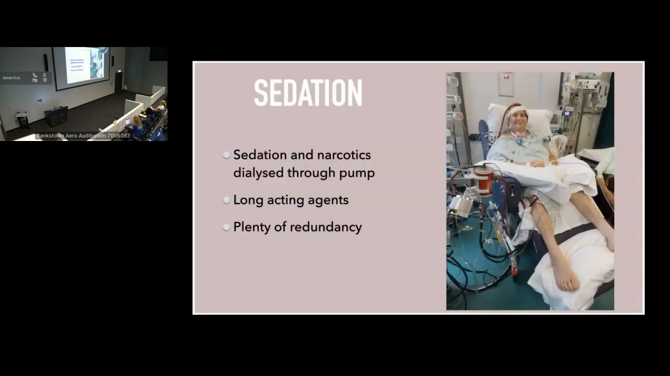So with sedation, most of the agents that we use are dialyzed by the membrane, so you're going to require more sedation than usual. We tend to use morphine and midazolam because they're longer acting and they don't get stuck on the membrane. Propofol and fentanyl do. So if you are going to use them, you're going to need a lot, like a lot. And just make sure you paralyse them for transfer.